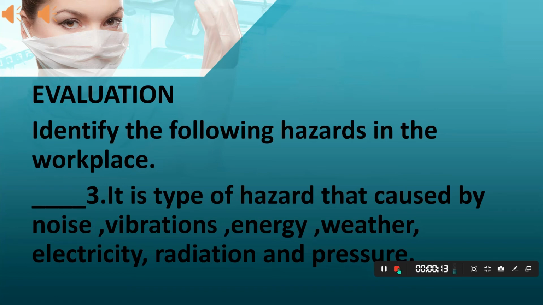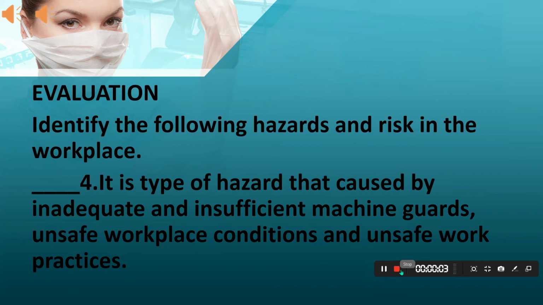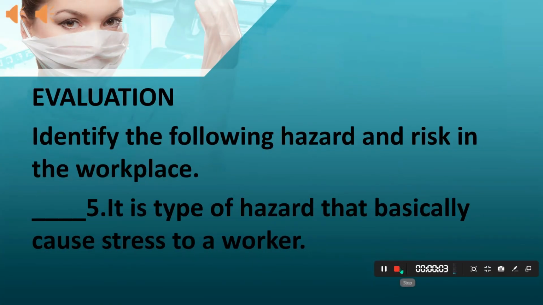If your answer in number 3 is physical hazard, you are great. Question number 4. It is a type of hazard that is caused by inadequate and insufficient machine guards, unsafe workplace conditions, and unsafe work practices. Did you answer safety hazard in number 4? Then you are correct. Question number 5. It is a type of hazard that basically causes stress to a worker. If your answer in number 5 is psychological hazard, you are correct.